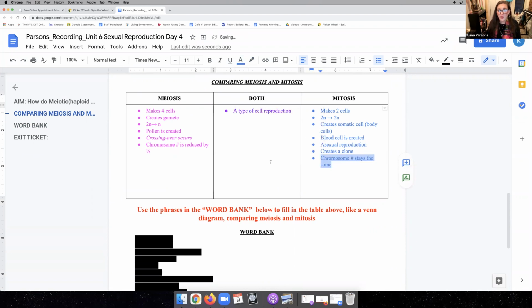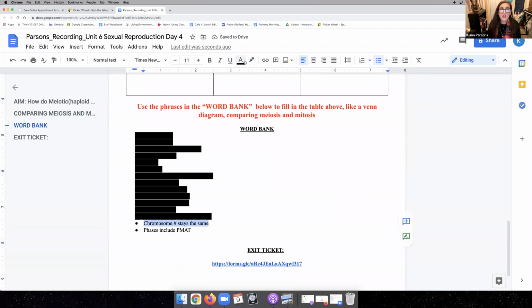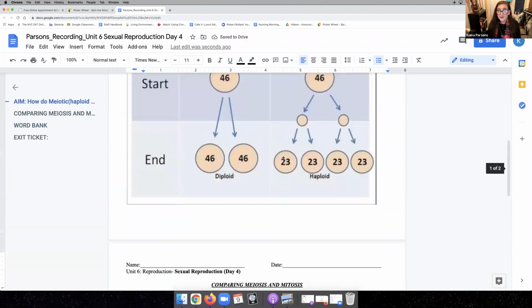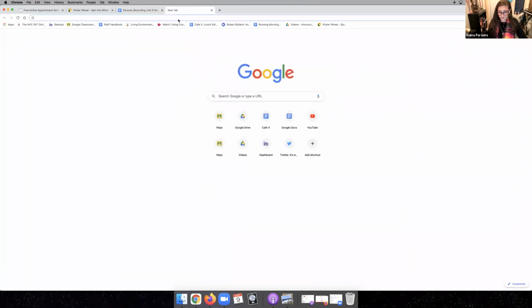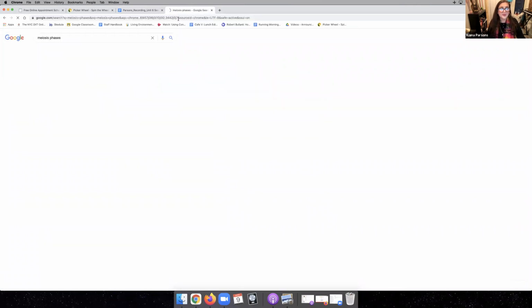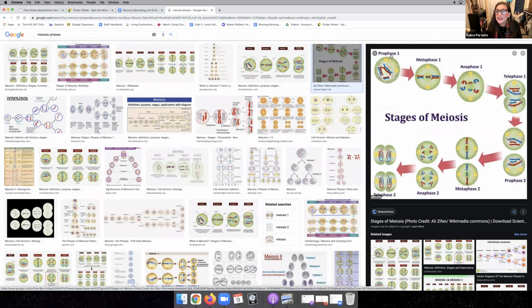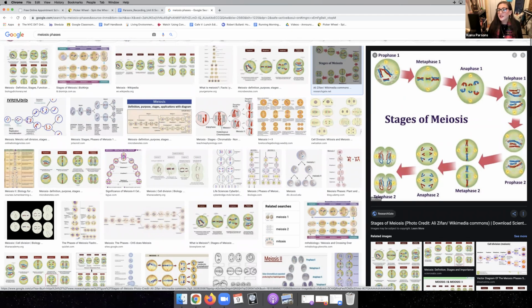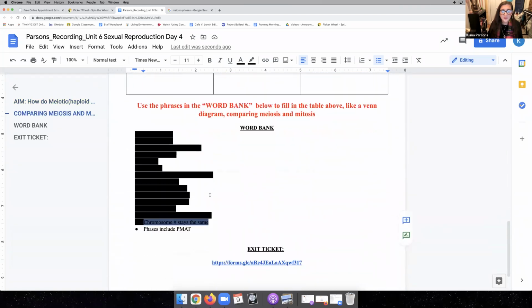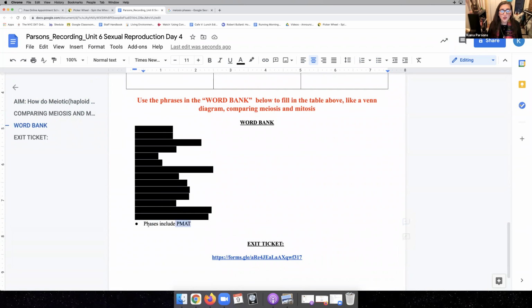And then phases include PMAT. Well, that is both. Because like I said, when we were looking at the chart, meiosis 1 is basically mitosis. And if we look at meiosis phases, you can see it's just like mitosis. It's just divided into 1 and 2. So meiosis 1 is prophase, metaphase, anaphase, telophase, just like mitosis. And then we have prophase 2, metaphase 2, anaphase 2, and telophase 2 that give us 4 haploid cells instead of the 2 diploid cells that are the products of both mitosis and meiosis 1. So PMAT is present in both. We kept this one nice and short and sweet for you guys today.